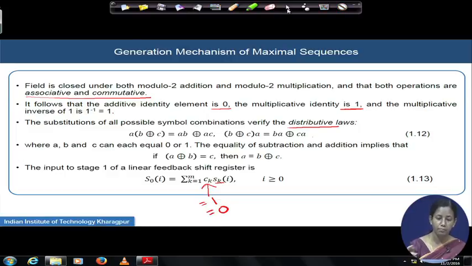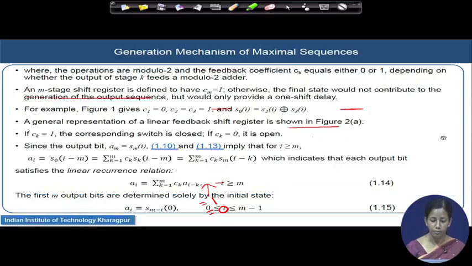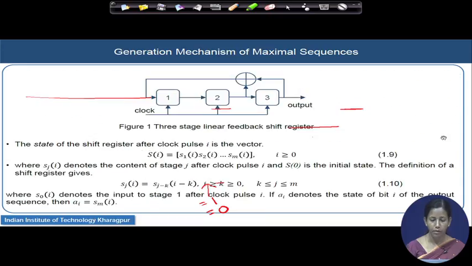For example, if I go back to our earlier figure, here actually stage number 3 and stage number 2 are contributing to the feedback logic. So, the Ck values for C3 and C2 will be equal to 1, whereas the C1 value will be 0.